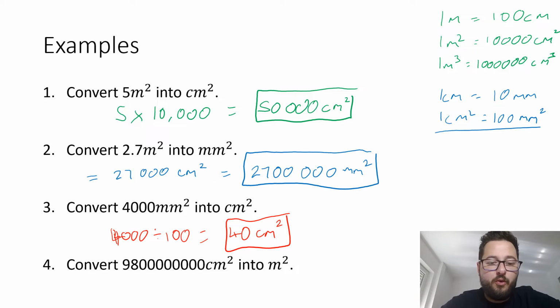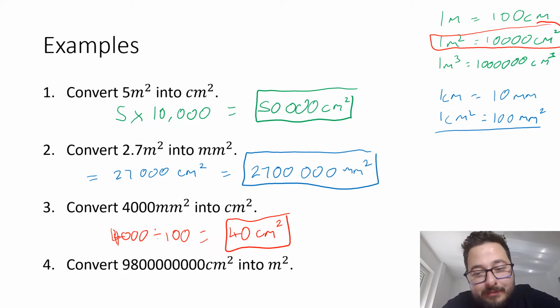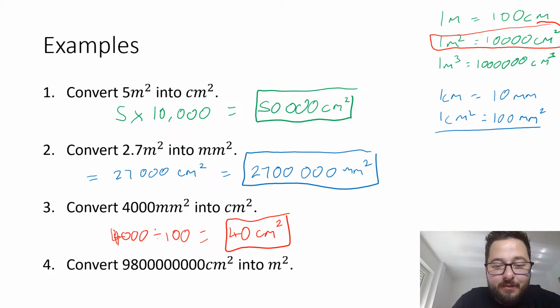All right, and then number 4, we want to convert, well, how many zeros have we got here? 1, 2, 3, 4, 5, 6, 7, 8. So it's 9,800,000,000 centimetres squared into metres squared. So we want to use this one. So we want to divide by 10,000, or the kind of cheating way of doing it is knocking 4 zeros off. So if I just cheat a little bit and just do that, we're going to get 980,000.